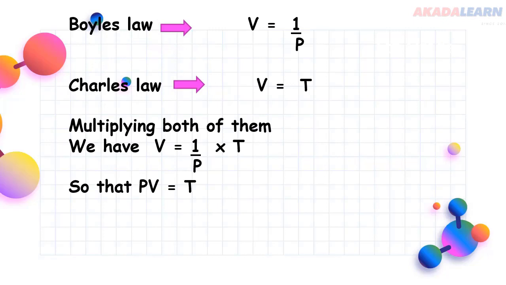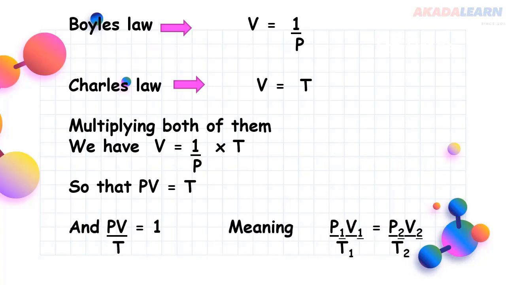Now, so that in the end, PV is equal to T, or we're going to have PV divided by T is a constant, meaning that P1V1 divided by T1 is equal to P2V2 divided by T2. This is to enable us compare two different scenarios of pressure, volume and temperature.